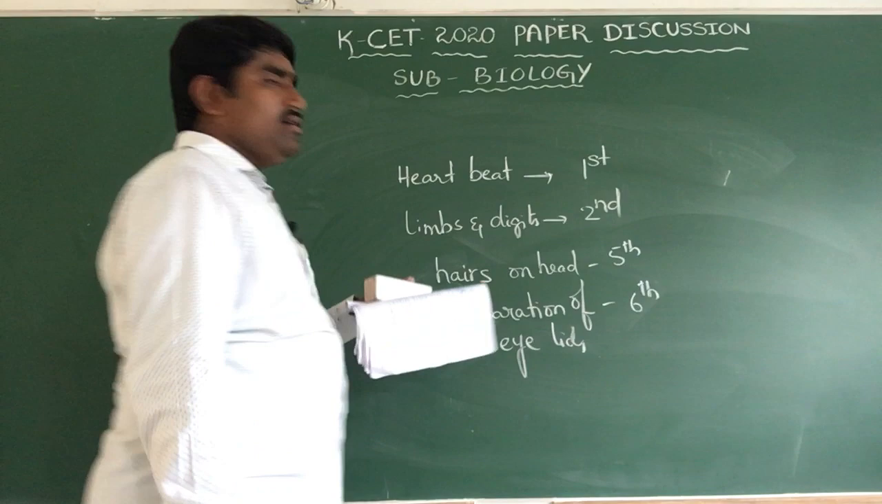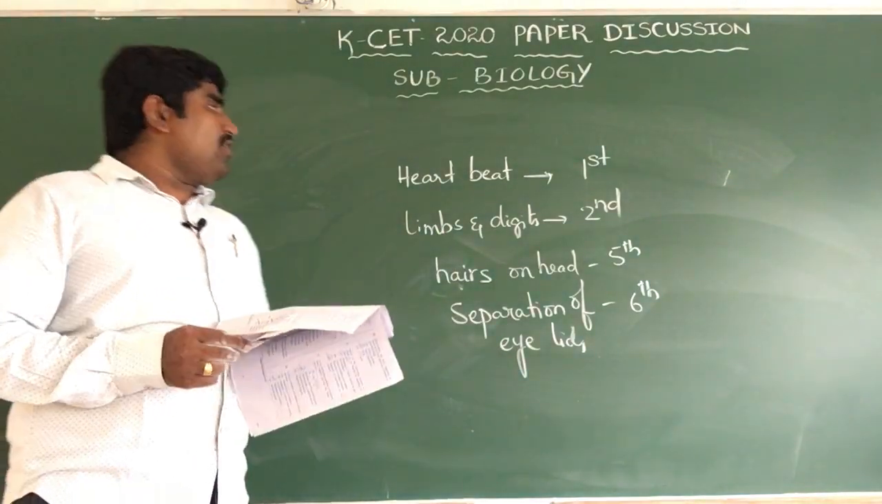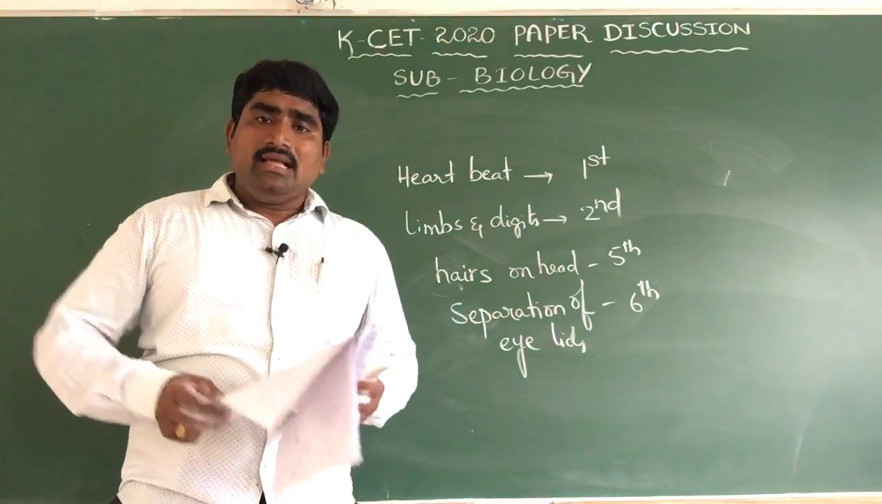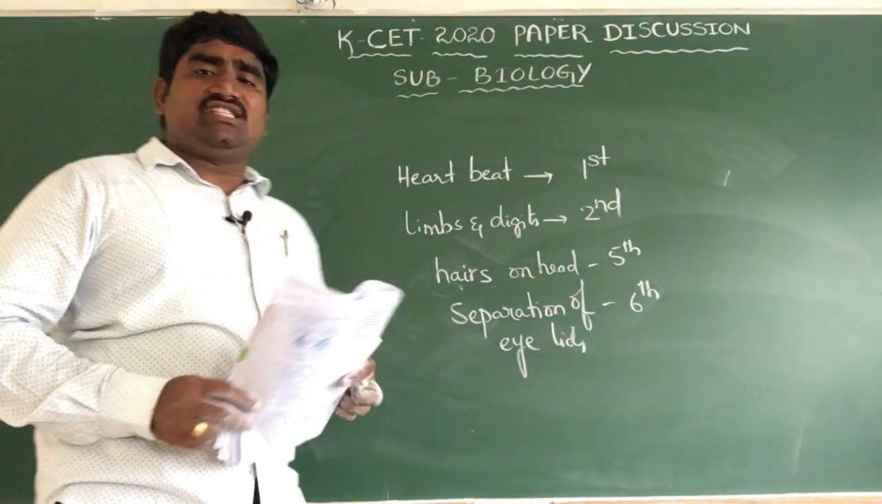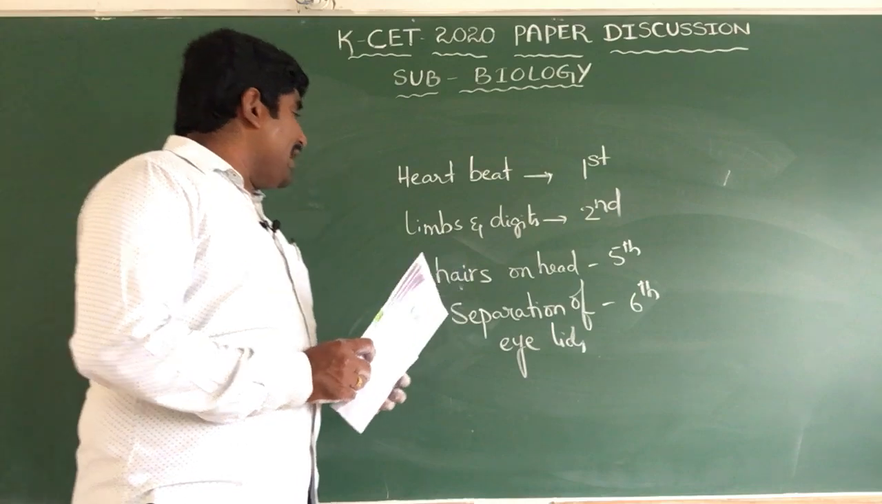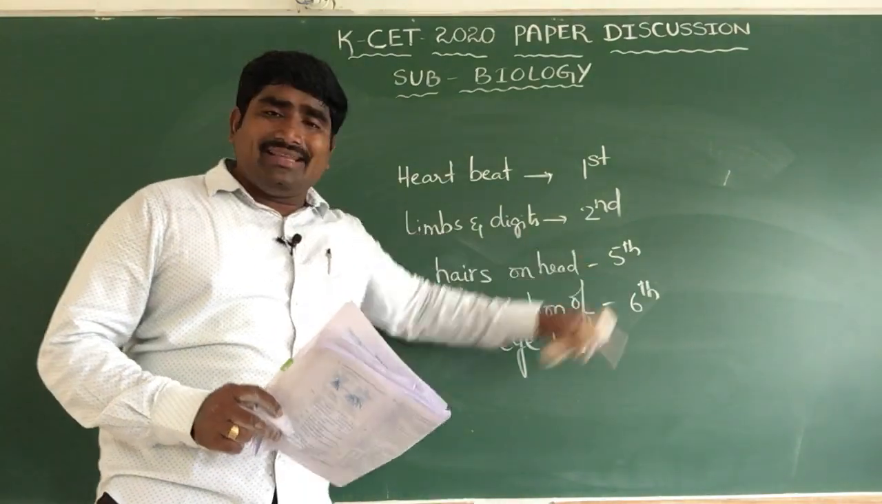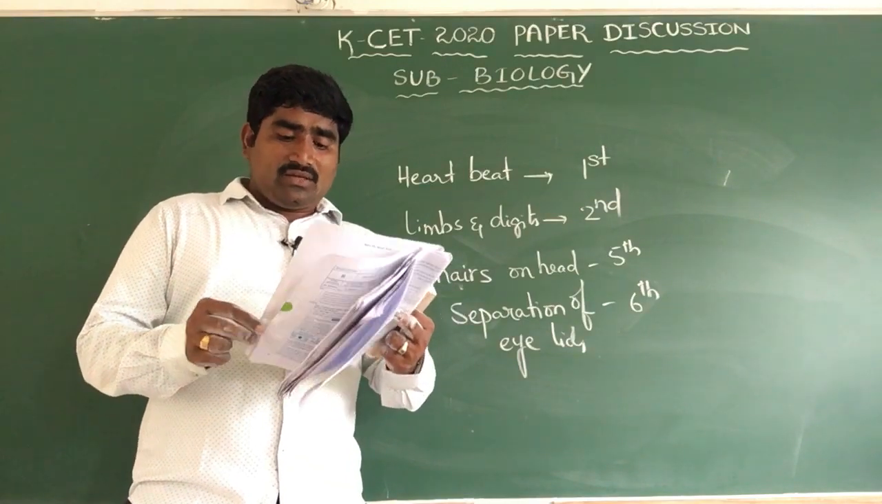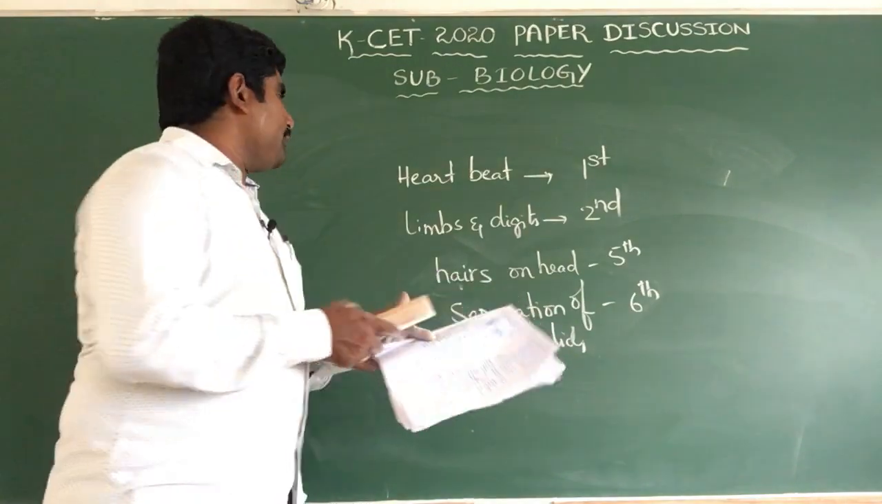So, first one, the heartbeat can be heard by ultrasound scanning in the first month. Then in the second month, limbs and digits will form. In the fifth month, hairs on the head can be seen, and in the sixth month, separation of eyelids can be seen. So these are the options.